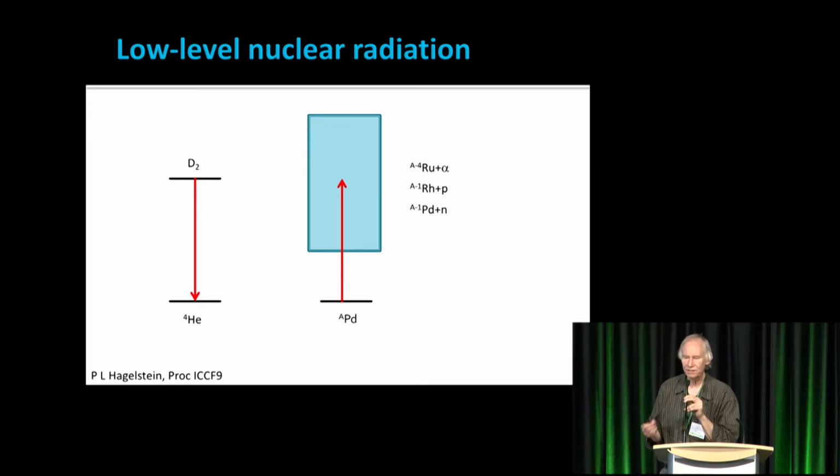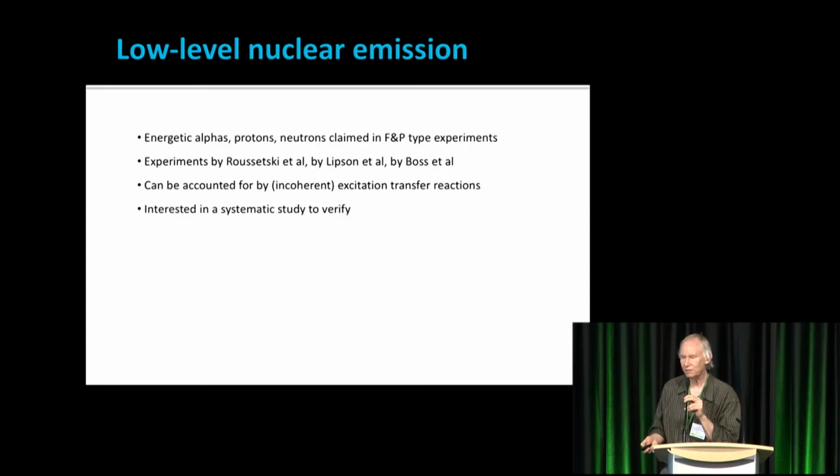So if you have D2 making a transition to helium-4, you've got about 24 MeV. If that gets transferred over to a palladium nucleus, then you can dig out an alpha particle or proton or neutron. You get lots of MeV kinetic energy in your particle coming out. That's sort of what's observed. But since it's incoherent, it would happen really slowly, which is also observed, namely the rates for the emission of these particles is really low.